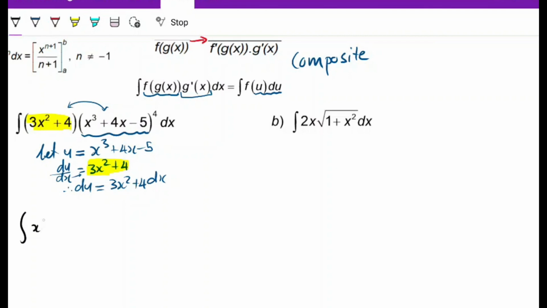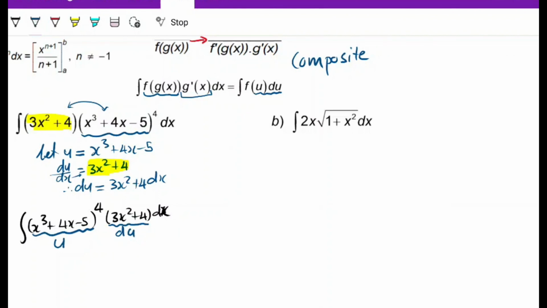So I'll rewrite this as (x^3 + 4x - 5)^4. And I'll just rewrite this expression, 3x^2 + 4, here and put dx. I want you to notice something here. The expression inside, using the substitution we made there, is going to be u. And this expression over here, that you worked out, gives you what the entire du is.